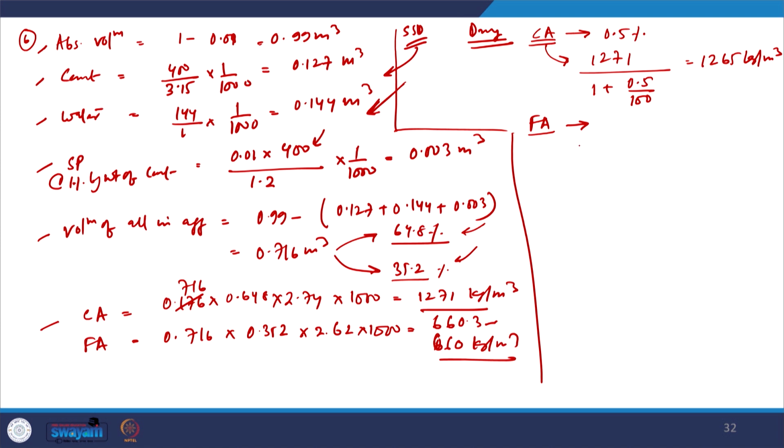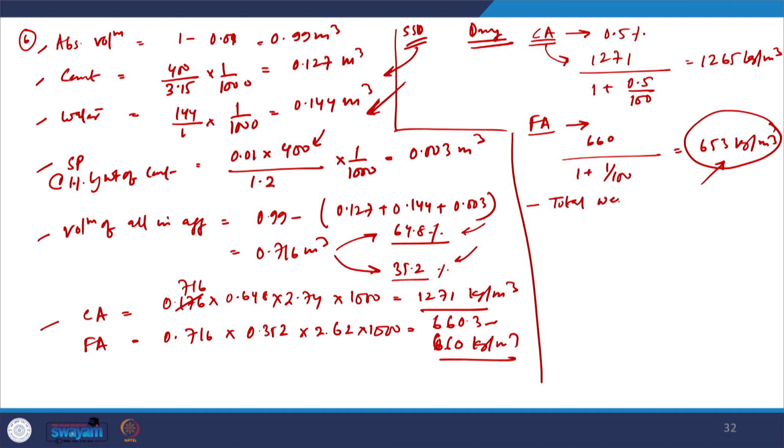So, this becomes equal to 660, which we have got, divided by 1 plus 1 by 100. So, this is equal to 653 kgs per meter cube. Now, this is the dry mass, and now we have to calculate the free surface moisture corresponding to this particular dry mass.